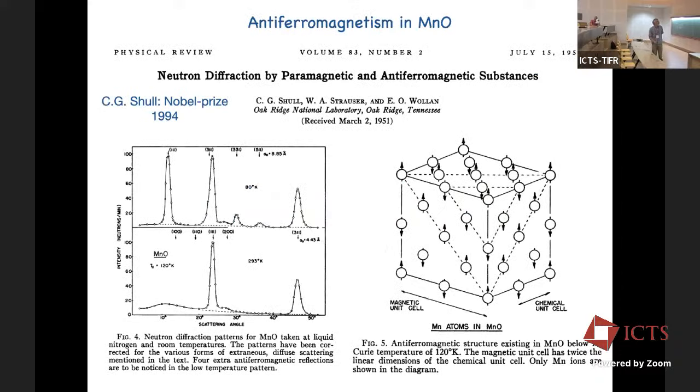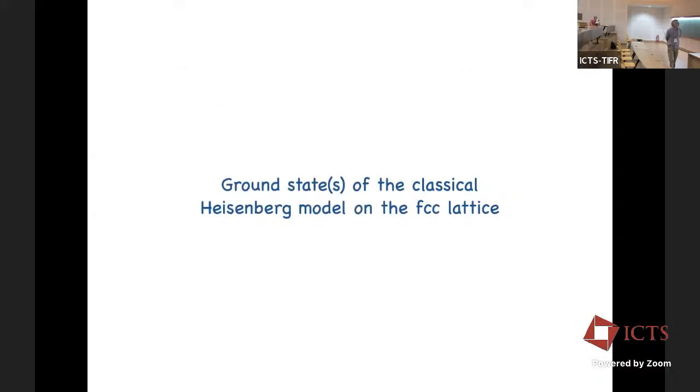So, first part: ground states of the classical Heisenberg model on the FCC lattice.